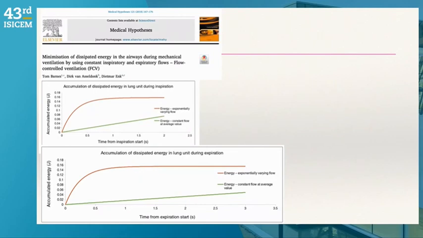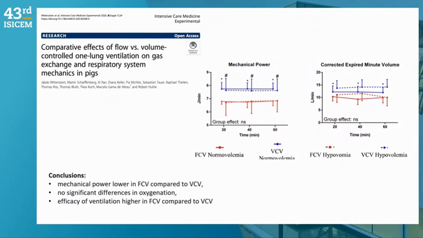Okay. They also calculated that controlling both inspiratory and expiratory flow can have a positive impact on the amount of mechanical power that is delivered in terms of dissipated energy. If you prevent the lung from uncontrolled collapse and uncontrolled expiration, you can probably attenuate the amount of energy delivered, which is quite interesting. Here you can see another model, also in pigs, in one lung ventilation.